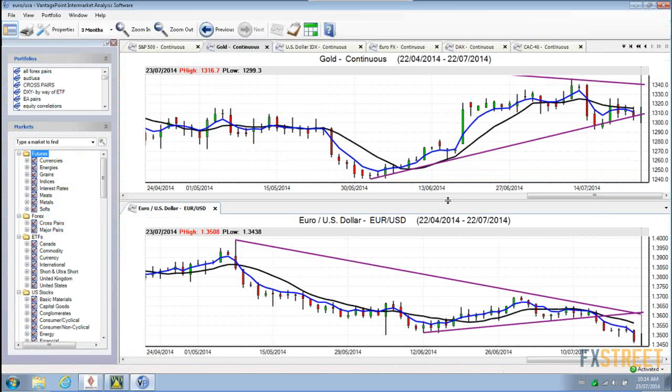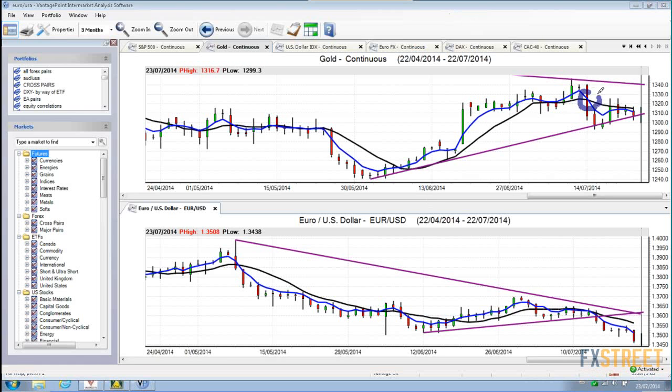Then we have gold. What about gold? Does gold have a correlation to the euro? In most cases, yes, it does. Is it 100%? No. Is it 80%? Approximately. I would give it 70 to 80%. Absolutely. So when we look at this, we can see that as gold started to push lower, the euro followed it right here.